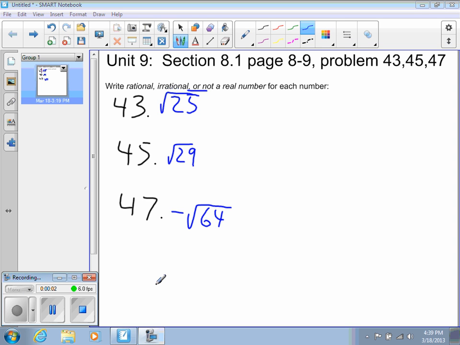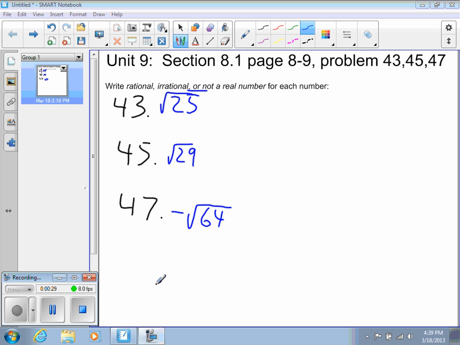Okay, now we have some problems where they're asking us to write whether the number is rational, irrational, or not a real number. First, we should talk about what that means. A rational number is any number that can be written as a fraction. That includes decimals, but not necessarily decimals that don't terminate, I guess you would say.